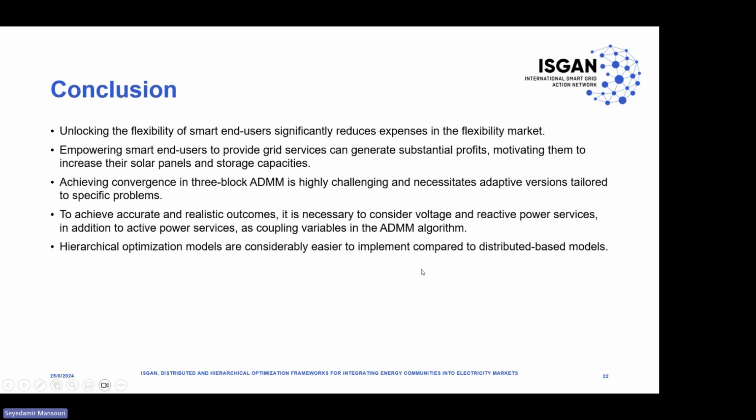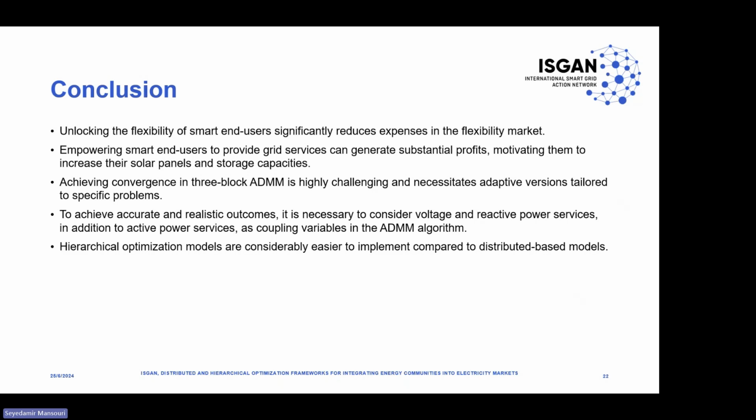Unlocking the flexibility of a smart end user significantly reduces expenses in the flexibility market, including congestion management markets, balancing market, etc. The second remark is that empowering smart end users to provide grid services can generate substantial profits for them and motivate them to increase their solar panels and storage capacities.